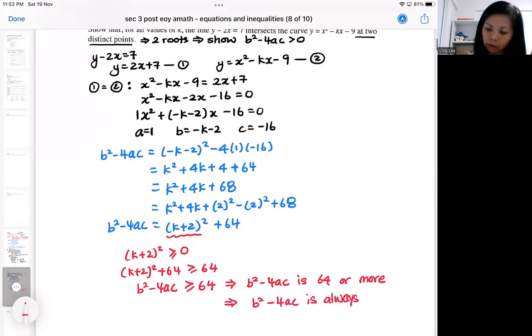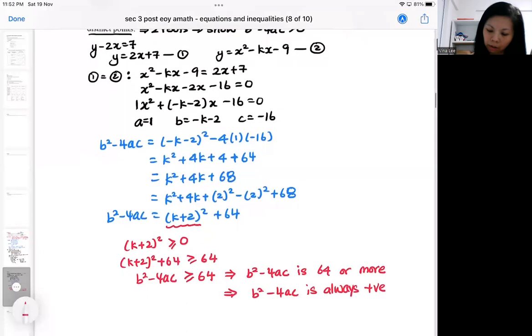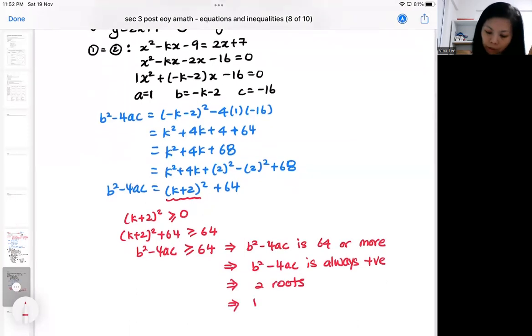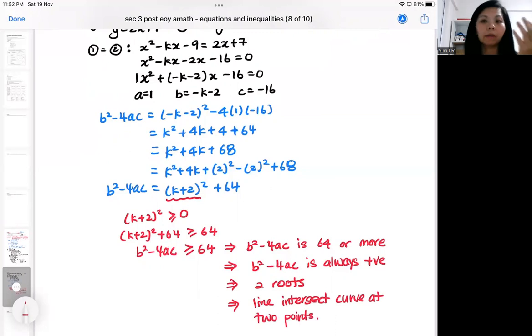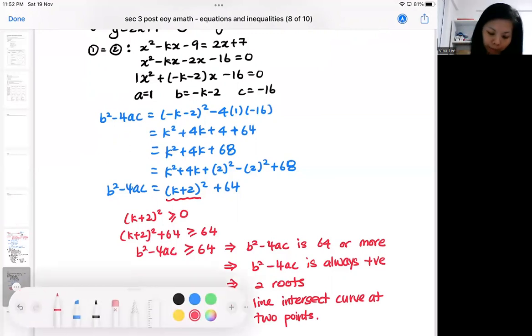And when the discriminant is always positive, the indication is that there are two roots. Therefore, the line intersects the curve at 2 points. This is one of the very common techniques: if your discriminant is not a value but a quadratic expression, you can always go for a complete square.